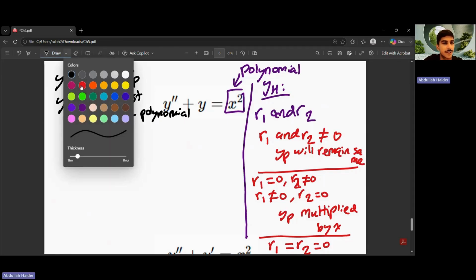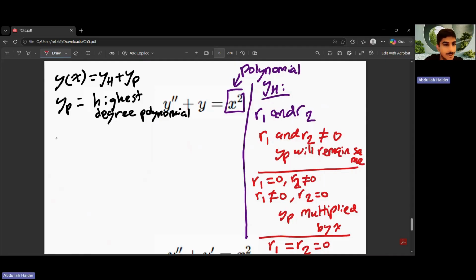So first we find the homogeneous solution, and I'll be quick this time. I have a quiz right now. So for yh, r squared plus 1 is equal to 0, because we have y double prime and a y. So r1 is equal to i, and r2 is equal to negative i.